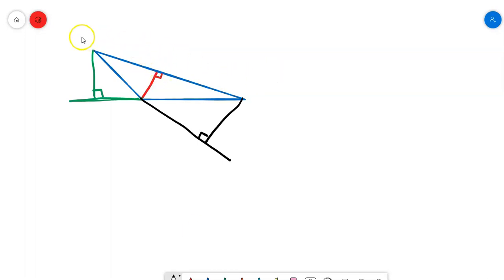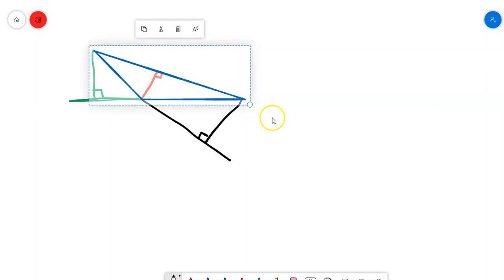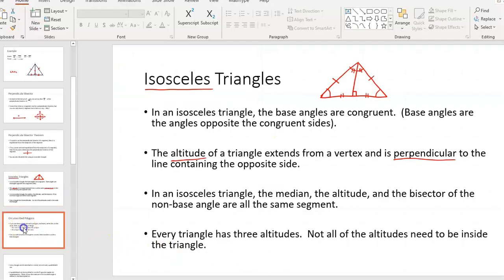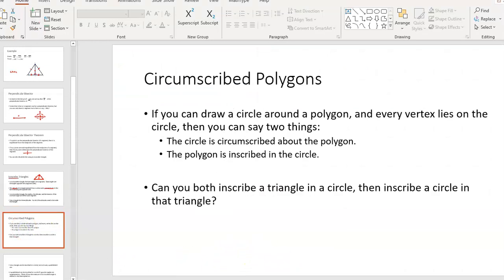So you notice I got 1 altitude from the vertex up here. That's the one in green. 1 altitude from the vertex down the bottom. That's the one in red. That's the one that goes through the middle of the triangle. 1 altitude from the vertex on the corner. That's the one that's in black ink. Okay, so 3 altitudes in every triangle, 1 from each vertex. All right.